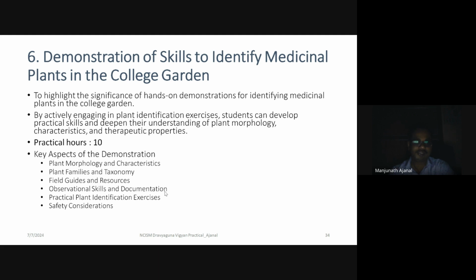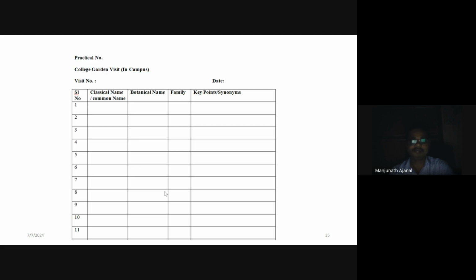This carries 10 hours. The key aspects in the demonstrations are plant morphology, characters, family, taxonomy, field guidelines, observational skill and documentation, practical plant identification exercise, and safety considerations whenever they are in the field or in front of the plant. All these should be briefly given, and students need to observe each plant. In the manual or journal, they should record the plant they have identified, its botanical name, family, and key features. All of this needs to be presented in the journal for all the 97 drugs which are there in the garden.